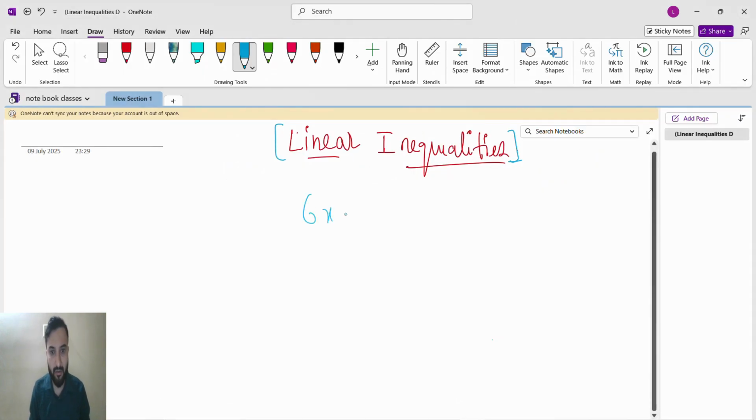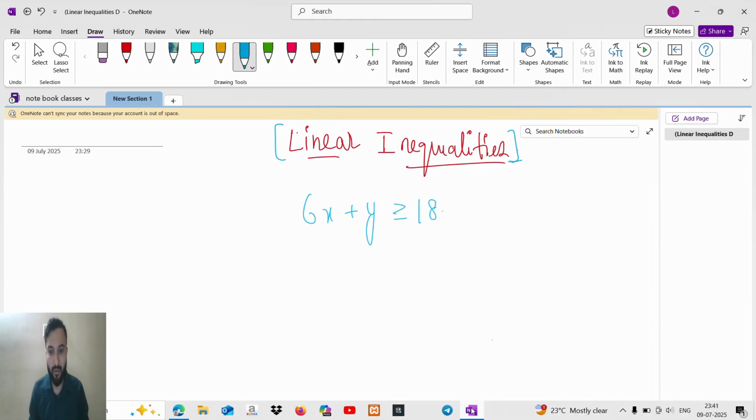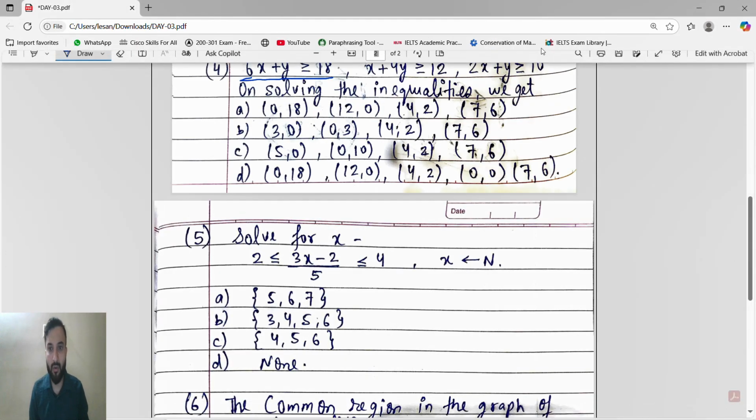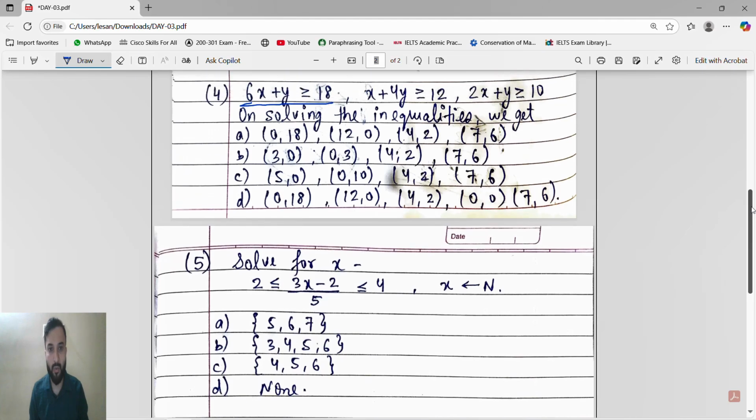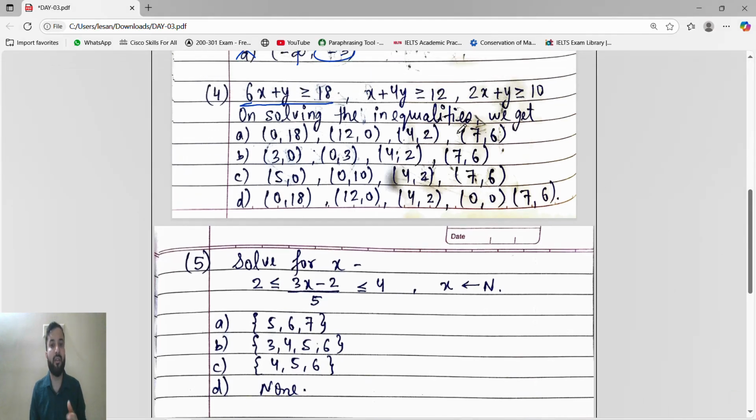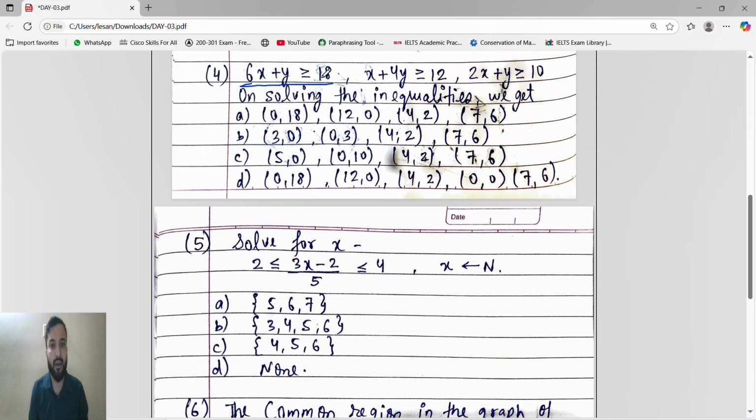The first equation is 6x plus y is greater than or equal to 18. Whenever they give this equation and ask you, on solving the inequalities, which points satisfy this equation, the first thing we will do is take the equation.